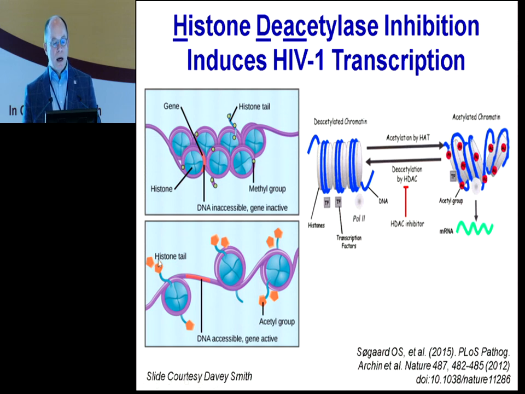So again, they're tightly coiled, and then they open up, and they open up in response to acetylation by histone acetyltransferase, or HAT. So the DNA uncoils, transcription can occur, messenger RNA is produced, and then when there's deacetylation by HDAC, it coils back up. So the idea is to inhibit this deacetylation and to force the cells into this open configuration that allows transcription of HIV DNA and other DNA.